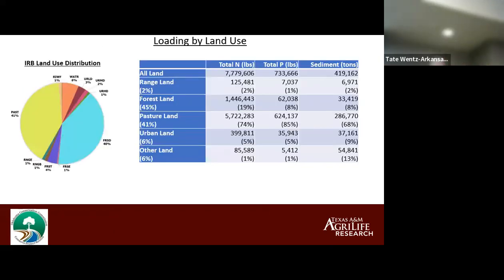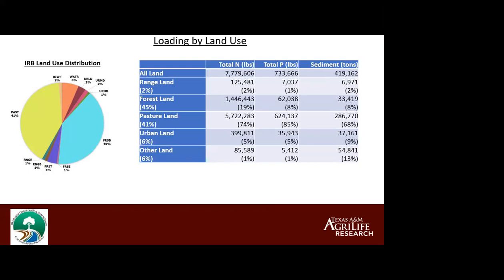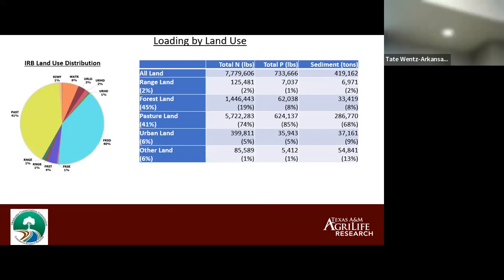And then the land use distribution. Rangeland is fairly minor. Forest is 19% of the total watershed. Pasture is 74% of nitrogen, 85% of the total phosphorus, and a little under 70% of the total sediment. Urban is 5.5 and 9%. And then other land is just some other stuff, about 13% of the sediment, but minor for the phosphorus and nitrogen.